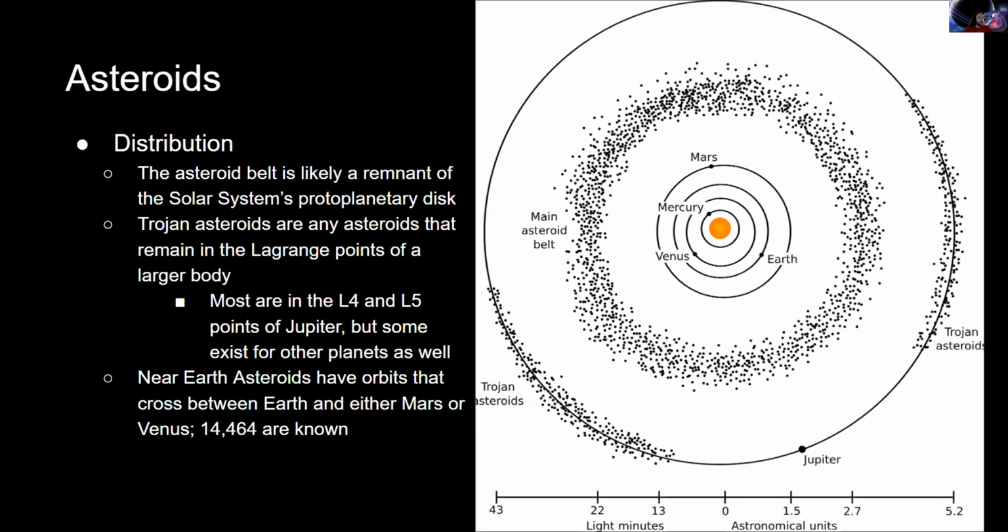And there have been some found around other objects too. There have been some Trojan asteroids found around Neptune. I think there's even one Trojan asteroid of Earth and maybe a couple of Venus as well. So there are some other Trojan asteroids, but most of them are in Jupiter's Lagrange points. And then there are a few other asteroids kind of between the main asteroid belt and the sun. Some of those are called near-Earth asteroids, which are the ones we look out for because they pose the most danger to us. Those are the ones whose orbits get close to the Earth, so they put us at the most risk for an asteroid impact. And there are about 14,000 of those near-Earth asteroids that have been found so far.